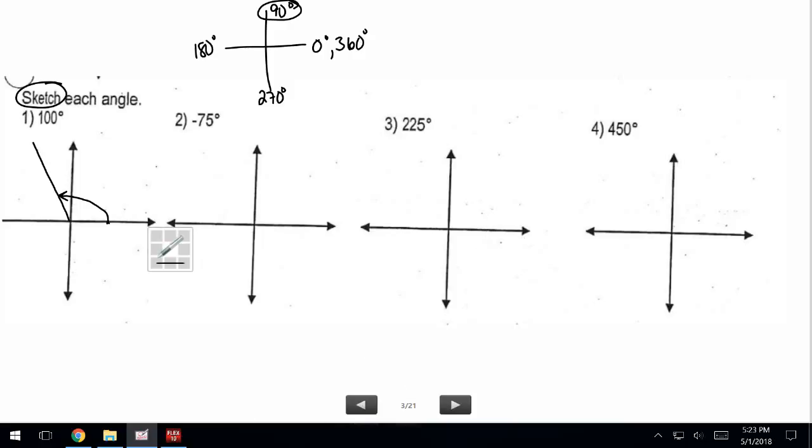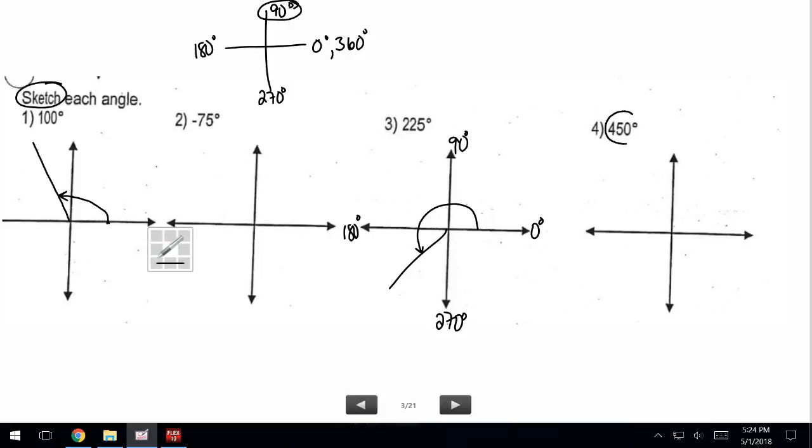Alright, 225. If you need to, guys, label. 225 is past 180. It's more than 180 degrees, but it's less than 270. So it's going to be somewhere between here. So you start at 0 on the x-axis, go up and around, and stop on that line. And that's it. You've sketched, okay? This is just getting you ready, making sure you all know where all of these points are.